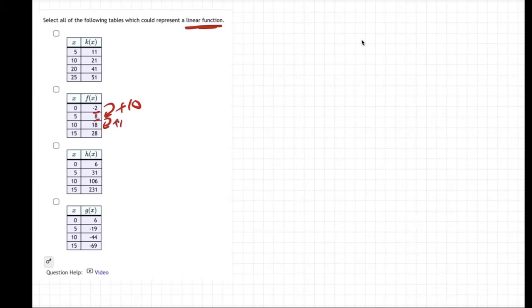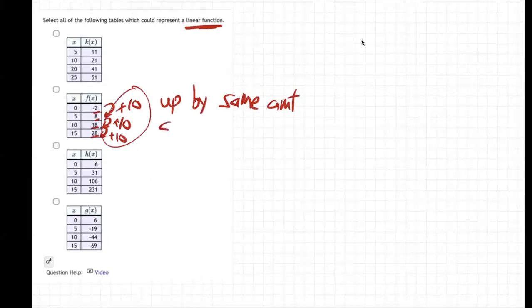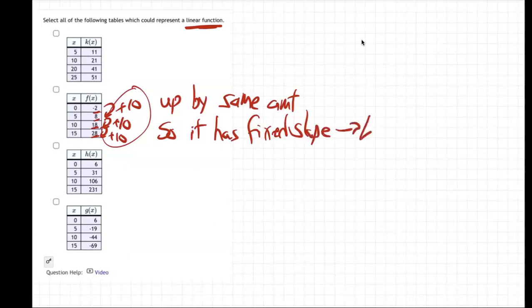and then it goes up by 10 again, and then it goes up by 10 again. So it's always going up by the same amount. So it has a fixed slope, meaning it is linear. That's what linear means, right?